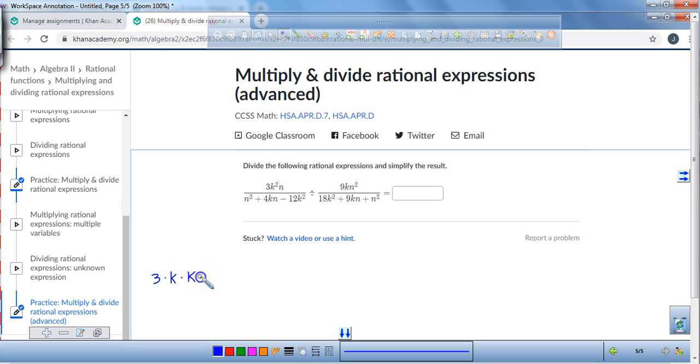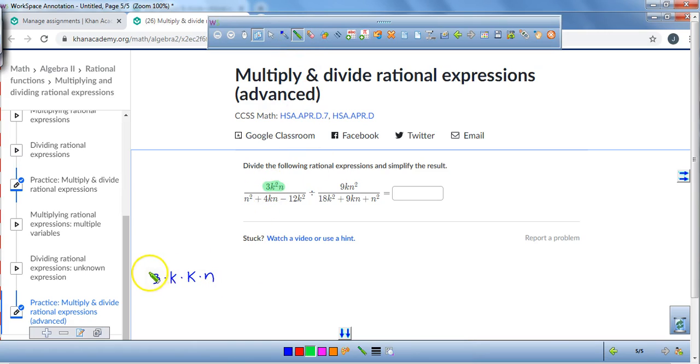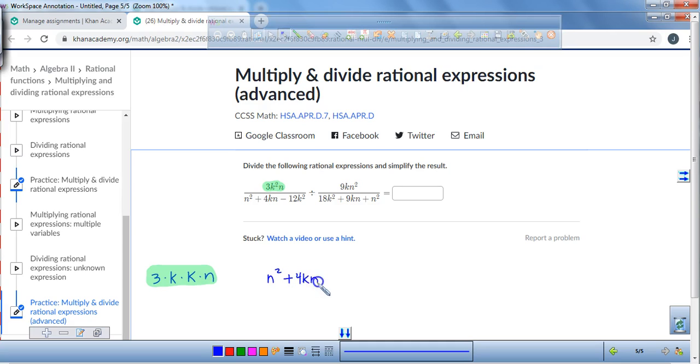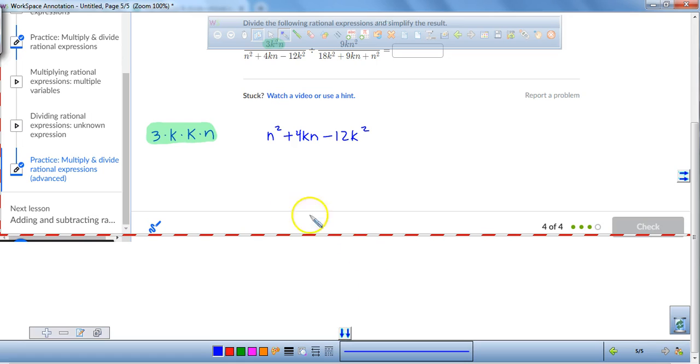3 times k times n. All right, that's how you break down this guy right there. All right. Next thing I'm going to factor is this n squared plus 4kn minus 12k squared. I'm looking for two numbers that add up together to equal 4, with those exact same two numbers multiplying together to equal negative 12.